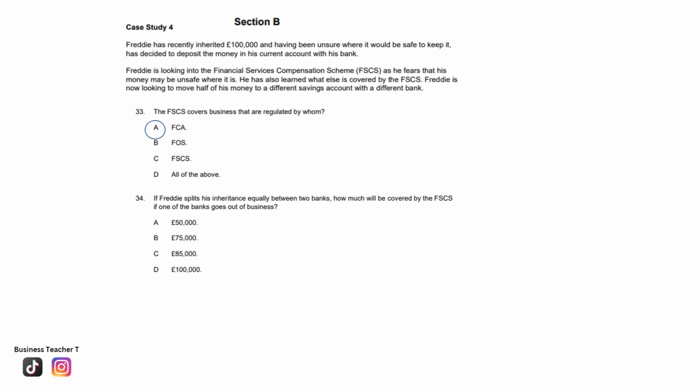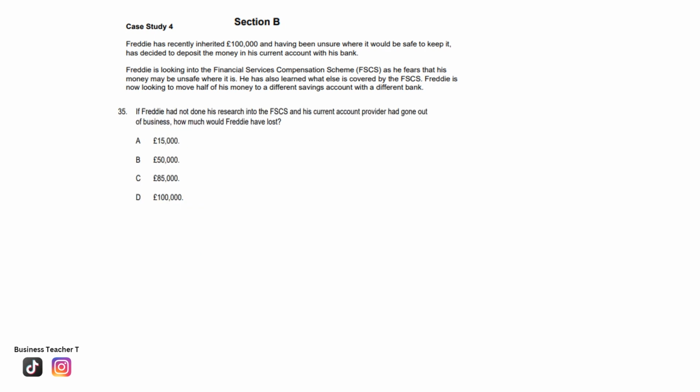Question 34. If Freddie splits his inheritance equally between two banks, how much will be covered by the FSCS if one of the banks goes out of business? A. £50,000. B. £75,000. C. £85,000. Or D. £100,000. And the answer is £50,000, and that's because he's inherited £100,000 and he's split it between the two banks.